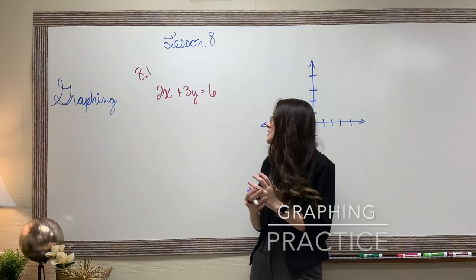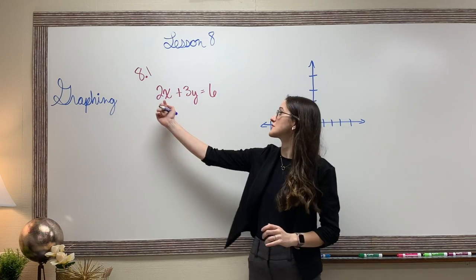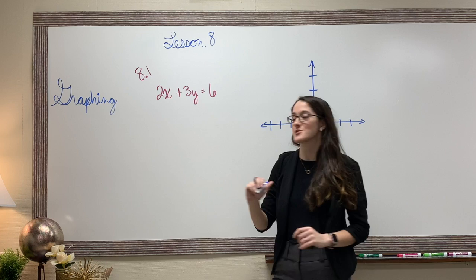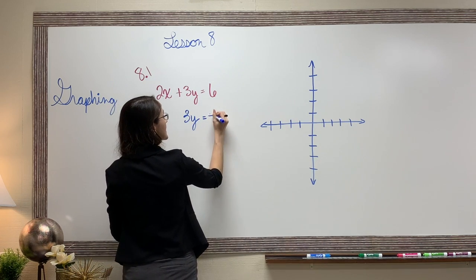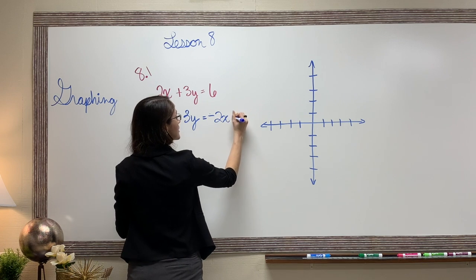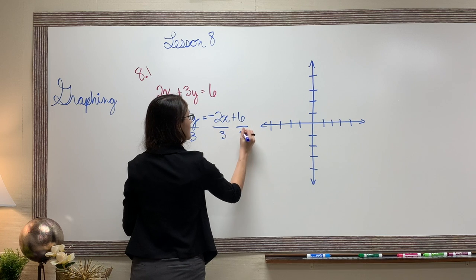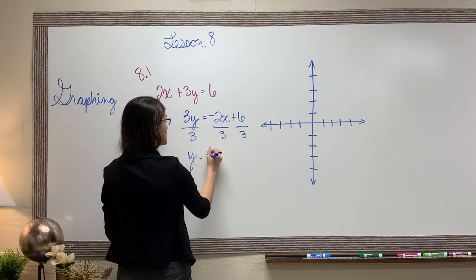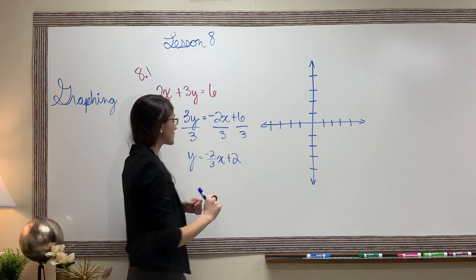So in our first example, we need to get y by itself. That's always step number 1. So we need to move the 2x over here, and then we're going to divide by 3. So we have 3y equals negative 2x plus 6. Then we're going to divide by 3. And we're going to get y equals negative 2/3 x plus 2.